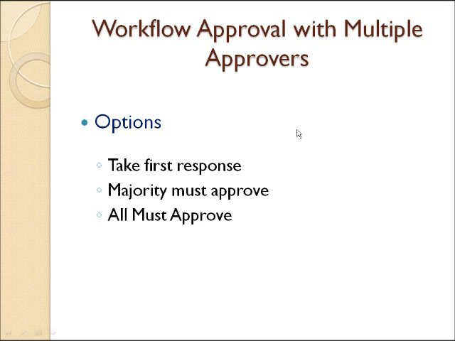So again, when you have multiple approvers in the same area at the same step, you have those three options. Take the first response. So the first one to approve it, and boom, it's moved on. Or the majority must approve. So if you have a high dollar level for these approvers, 2 out of 3 or 3 out of 5, whatever you have there. Or you can set up so everybody must approve before it goes into the system to be worked on.